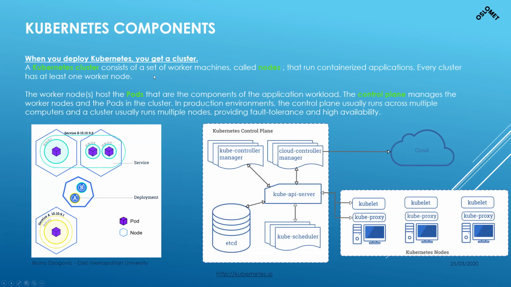Kubernetes is comprised of a set of worker machines called nodes. They are running containerized applications in Docker. You can use Rocket, you can use the Linux container system, but Kubernetes recently has a very nice agreement with Docker, so things just work out of the box. This is the good deal. The cluster is usually deployed with at least one worker node.